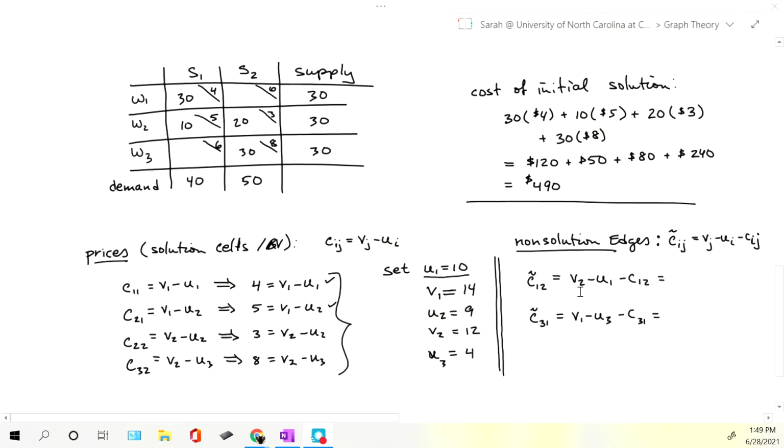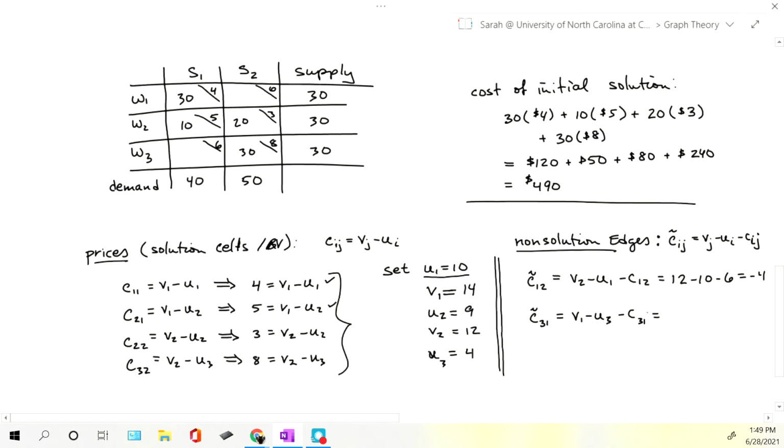Remember, our formula here is exactly the same formula we used before, except we have the one adjustment factor at the end, which is subtract the actual cost. So here, we already know the U's and the V's and the C's from the given. So we'll go ahead and add these in. So this looks like it is 12 minus 10 minus 6. And that looks like it is what? That looks like a negative number. That looks like a negative 4 right there.